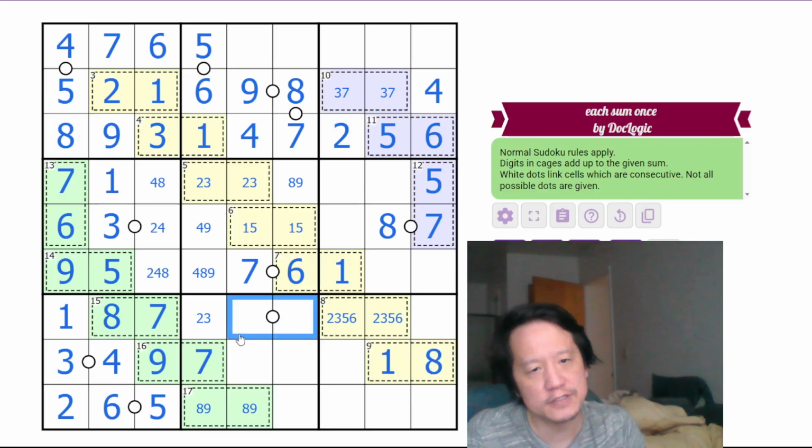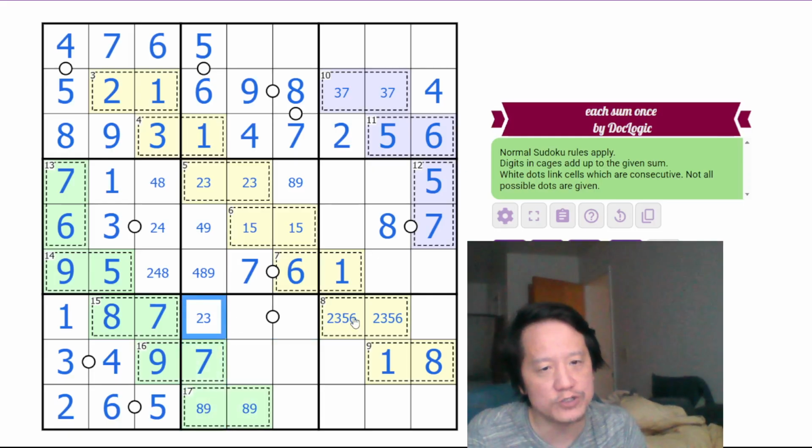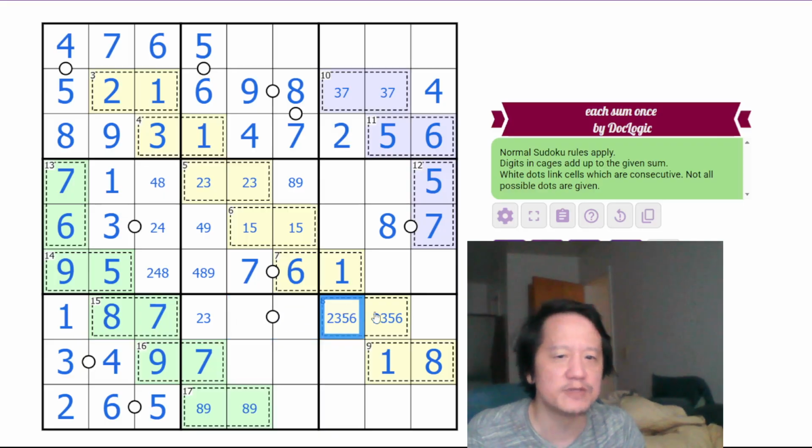These digits are consecutive, and they cannot contain 7, 8, and 9. They cannot contain 1, 2, and 3, because one of these is guaranteed to be 2 or 3. Same with that. So it could be either 4, 5. It cannot be 5, 6, because that would eliminate all possibilities for this cage here.